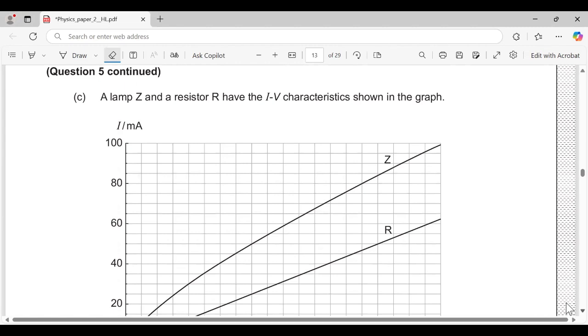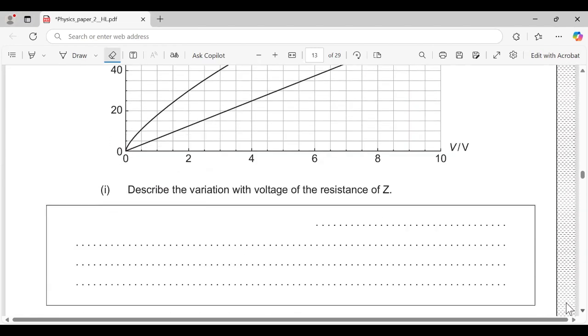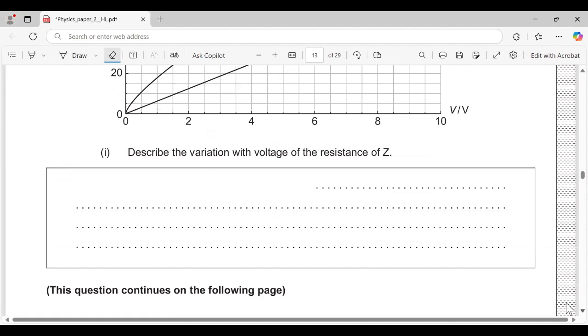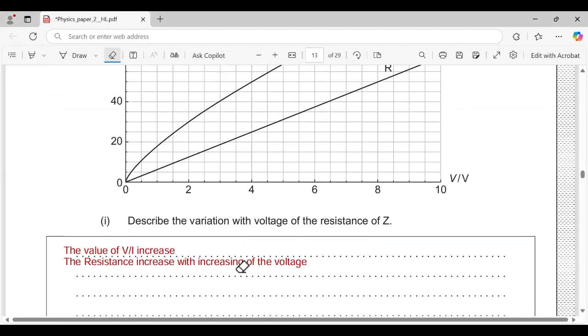A lamp Z and a resistor R have the I-V characteristics shown in the graph. Describe the variation with voltage of the resistance of Z. I have provided this: in the graph of V against I, the value increases, so the implication is the resistance increases as well with increasing voltage. So when the potential difference increases, resistance will be increasing.